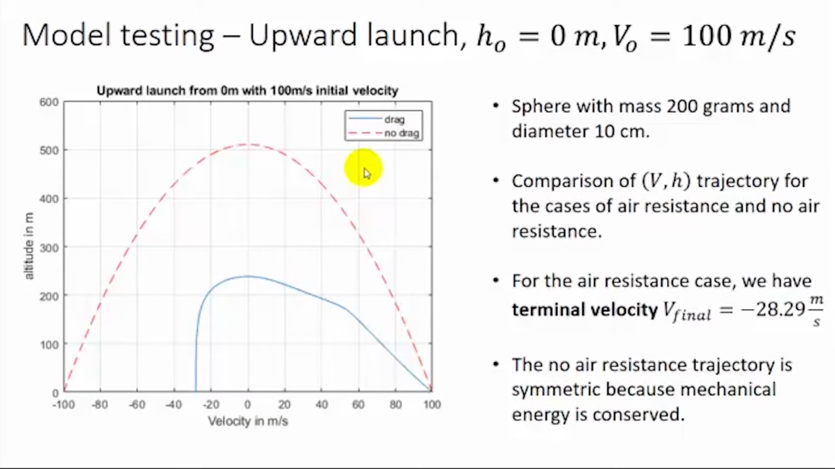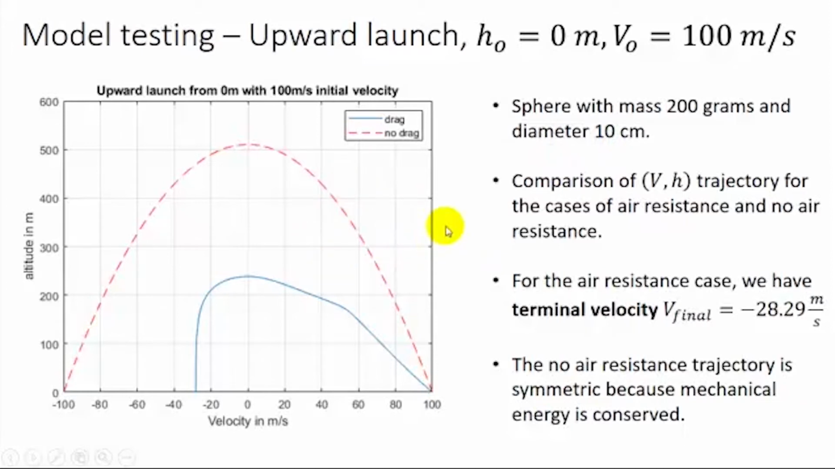A second experiment that is performed is an upward launch experiment. In this case, we start with an initial altitude of 0 meters and launch the ball upwards with an initial speed of 100 meters per second. As previously, the mass of the ball is 200 grams and diameter is 10 centimeters.